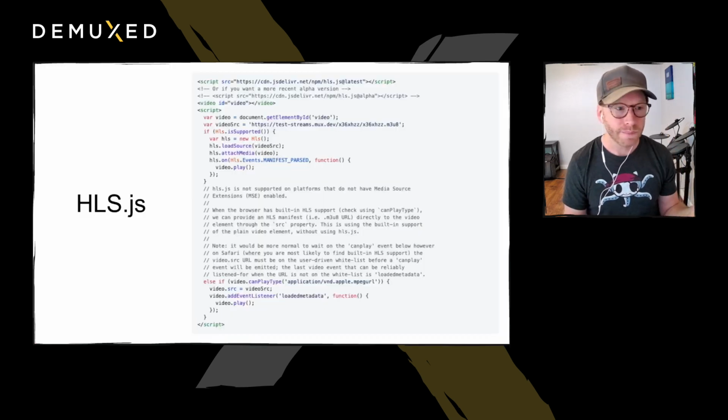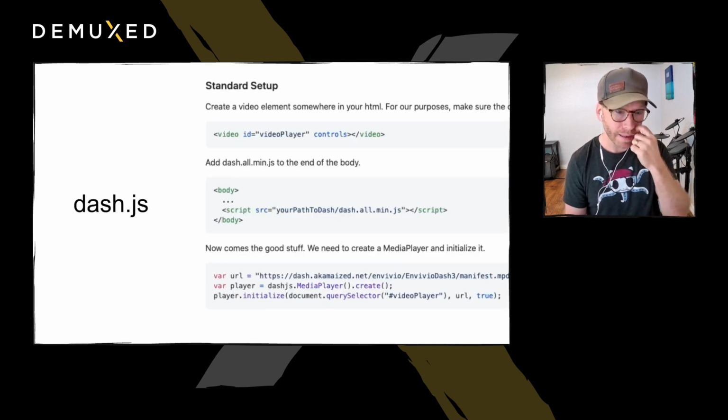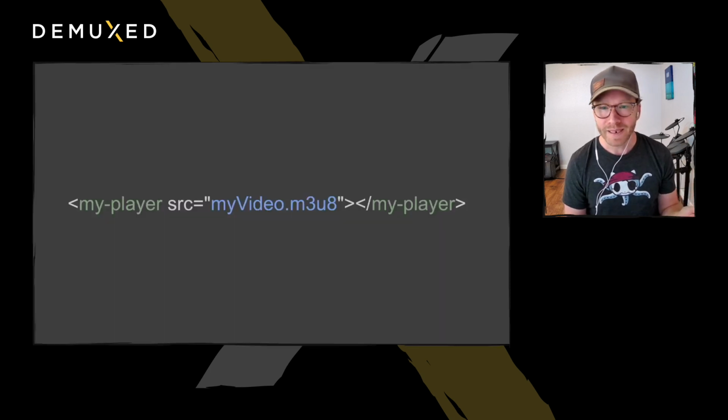So here's the HLS embed code. Still a lot of JavaScript there that you have to understand and embed in the page to get video working. Dash.js, maybe a little bit cleaner, a couple of lines of JavaScript along with the video element, but still not this, right? Just a simple HTML tag in the page, you point to a video and it includes all the functionality that you want out of a video player, and you understand what's going on there.